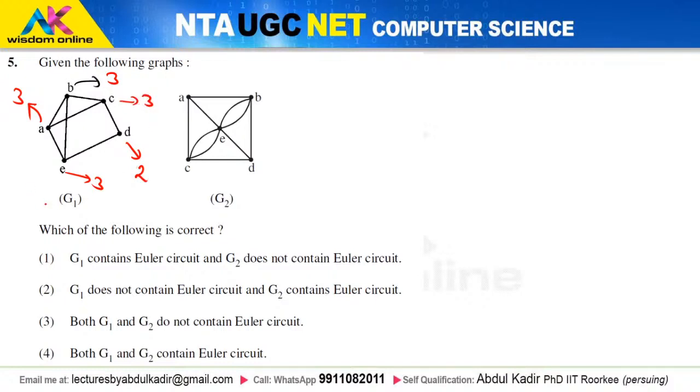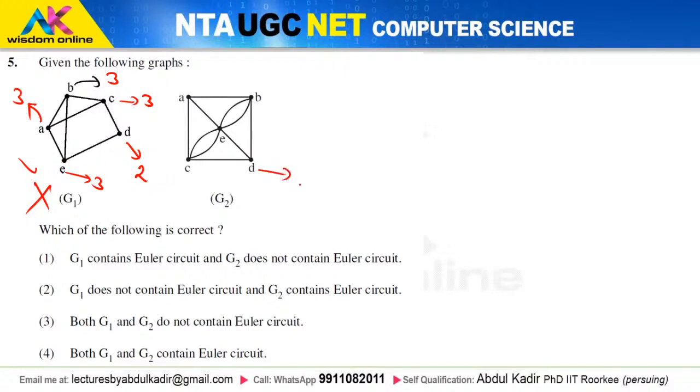So you can see in this graph G1 we do not have an Euler circuit, because a graph has an Euler circuit if and only if all the vertices are of even degree. But in this graph G1 you can see vertex A, vertex E, vertex B, vertex C have odd degree. So this graph does not have an Euler circuit.